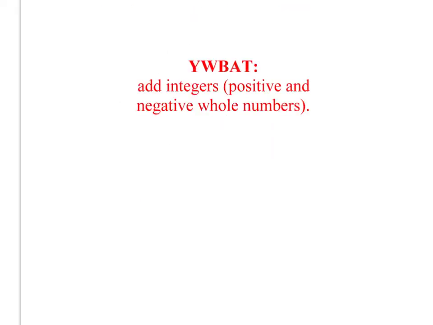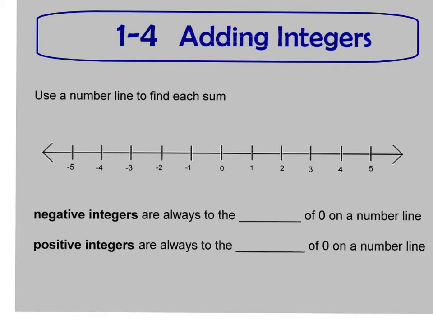Let's get started. The objective today is just going to be to add integers. So again, integers means our positive and negative whole numbers. The first way that we're going to talk about adding integers is to use a number line. This is a great visual tool to help us understand when we add negatives and positives, then where we end up is going to be our solution.